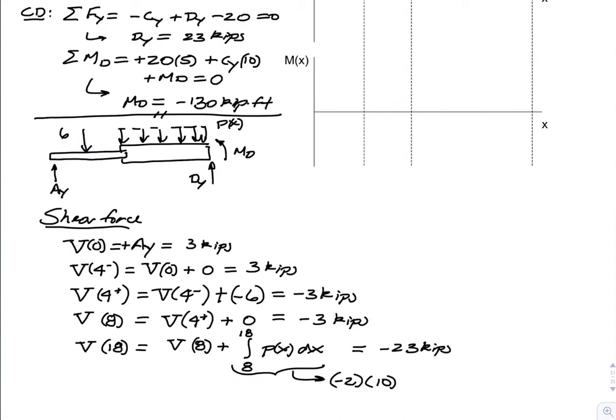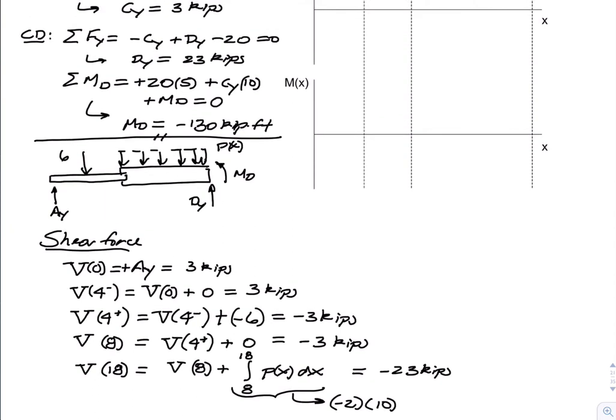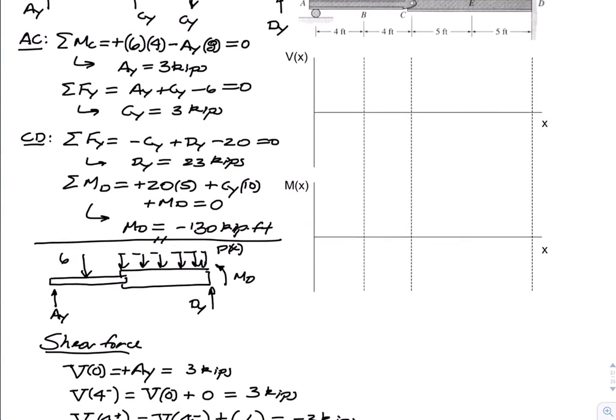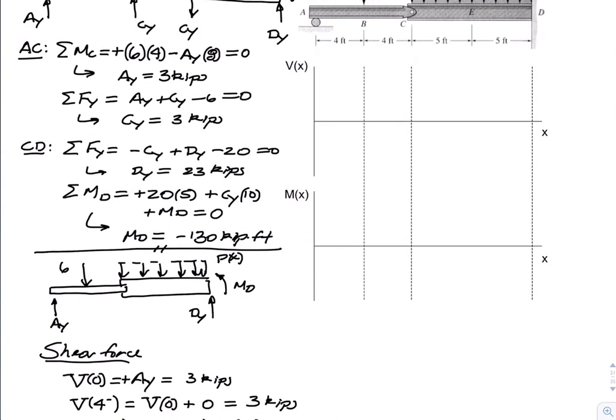Minus 23 kips. So let me make a sketch of V. We know that V starts out here at 3. It's a constant all the way across, so this is 3. There's a jump there at B, a jump down of 6, so that's going to be a minus 3. It's constant across, and then it goes down to a minus 23.